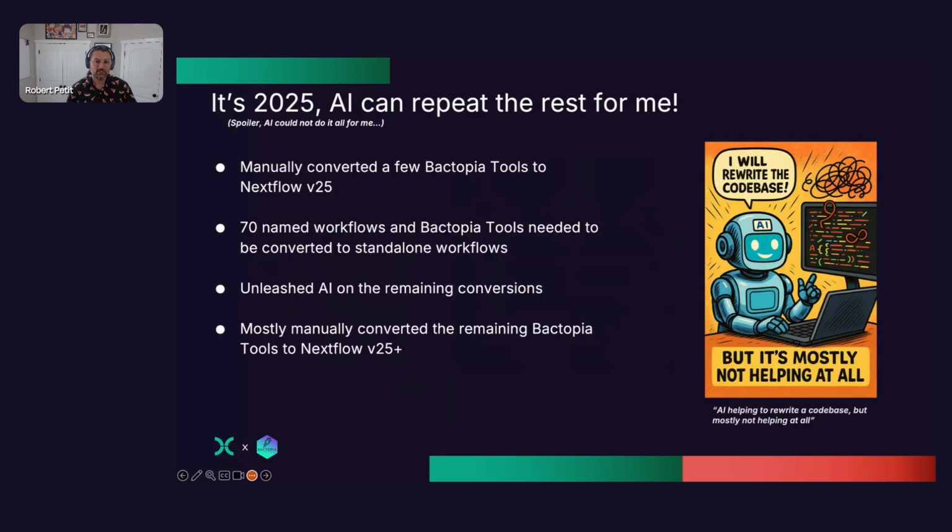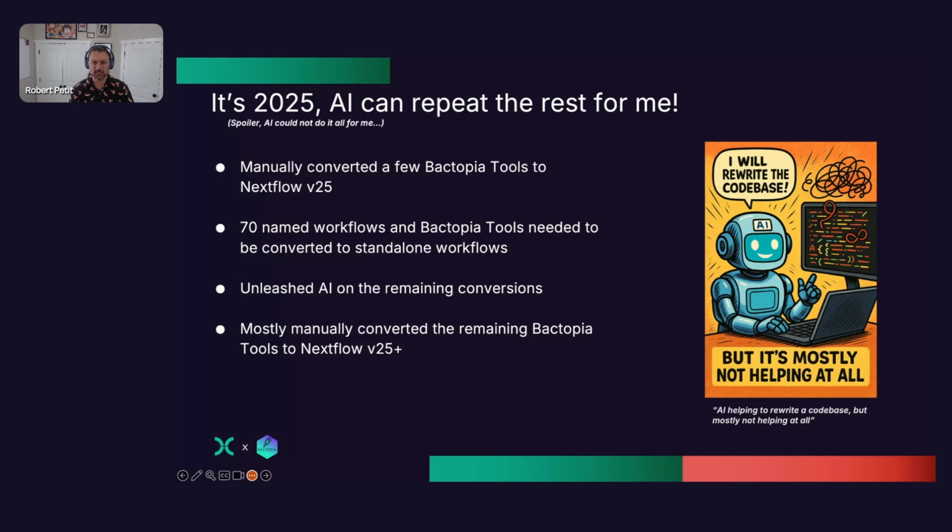But like I said earlier, I don't know much. I don't know how it is 2025, but it is 2025, so I could just use AI for the remaining workflows. My idea was I could use the standalone workflows I had already created as a reference for the AI to convert the remaining. I held its hand through this process.